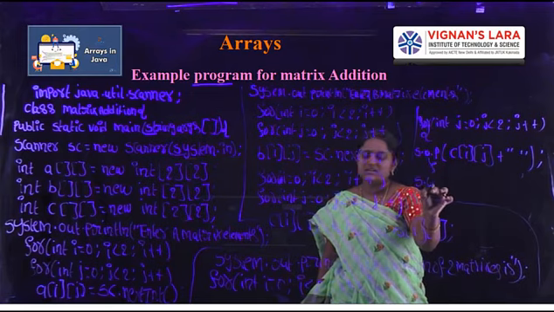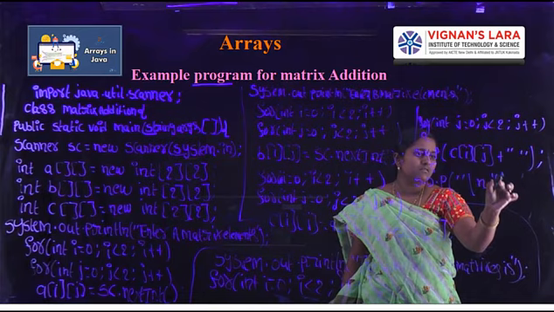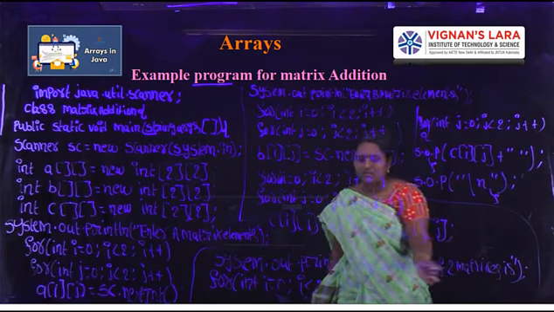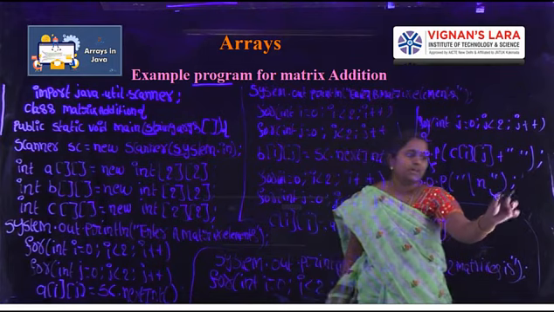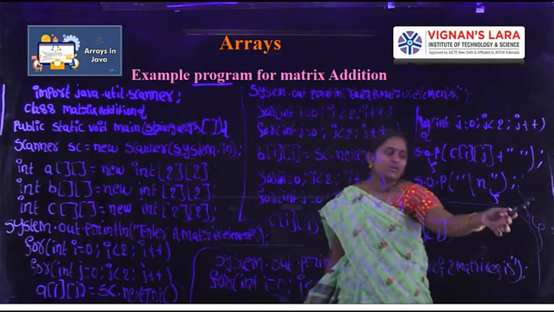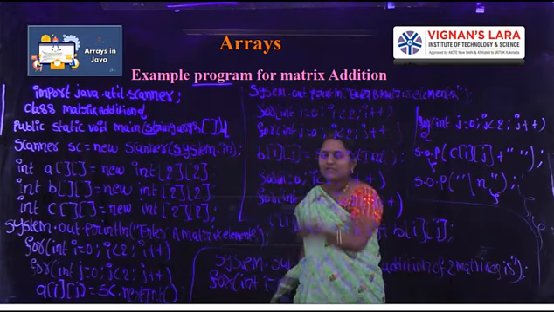Next I am writing System.out.println with slash n. I am closing this for loop, and next I am closing two braces. One is the class body, one is the main method body. So I am explaining this program one by one.